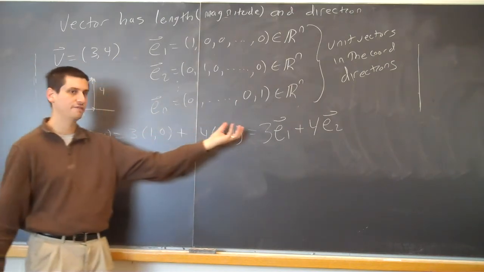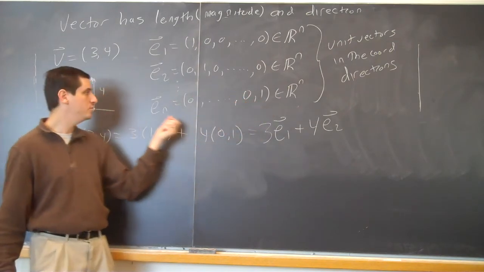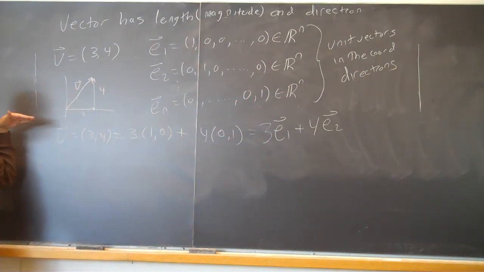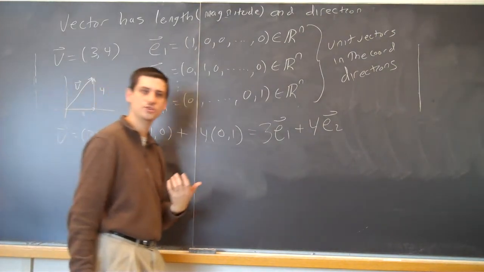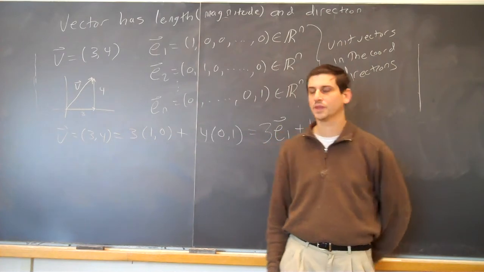These are my building block vectors, my coordinate directions. And you give me any vector, I can represent it as some amount of E1, some amount of E2, some amount of E3 if I have 3 dimensions, and so on and so on and so on.